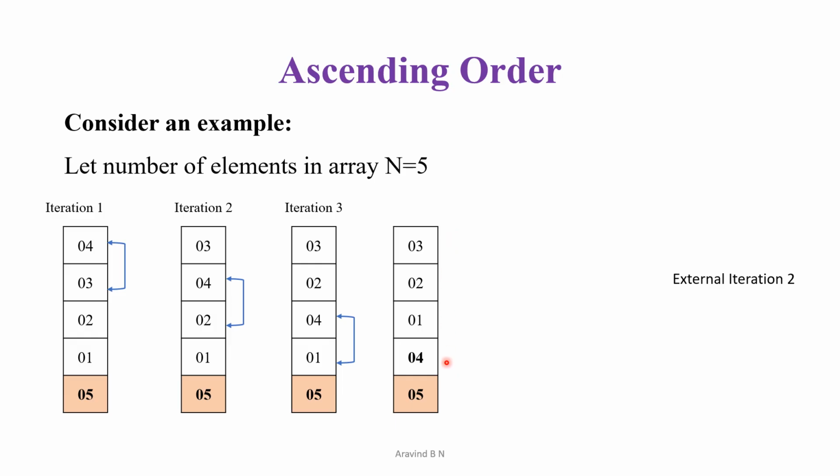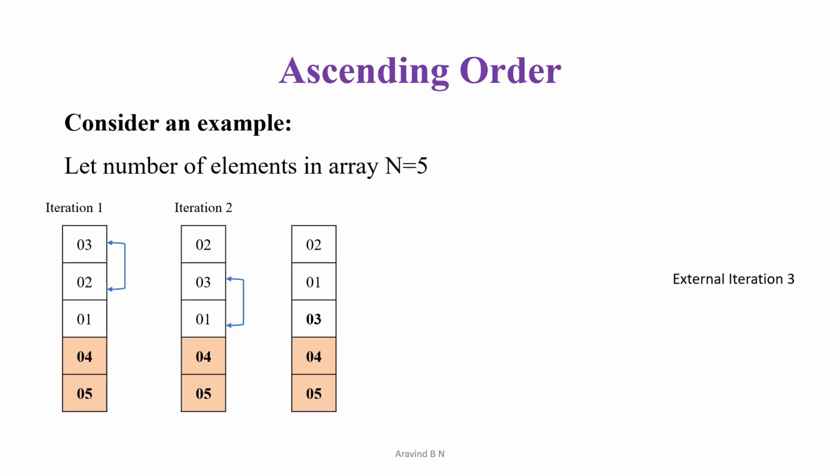As we can observe, after the completion of the second external iteration, we have sorted two elements, that is 4 as well as 5. In the next external iteration, we are left with only 3 values to be sorted. Now this is external iteration 3.